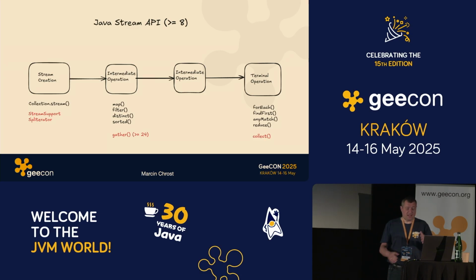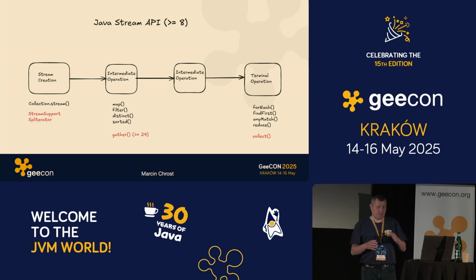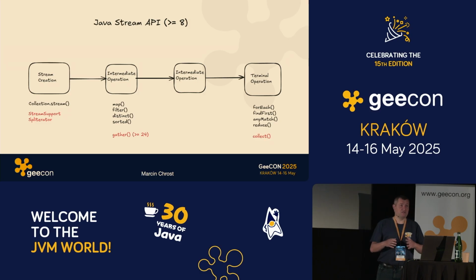But if any of them doesn't fit the bill, you can still use the collect operator and write your custom collector. So in this case, you are also not bound to what the Stream API offers you, and you can extend it your way. And then the most problematic part, and the most important in my opinion, are the intermediate operations, because there are a lot of them: map, filter, distinct, sorted, and so on and so on.